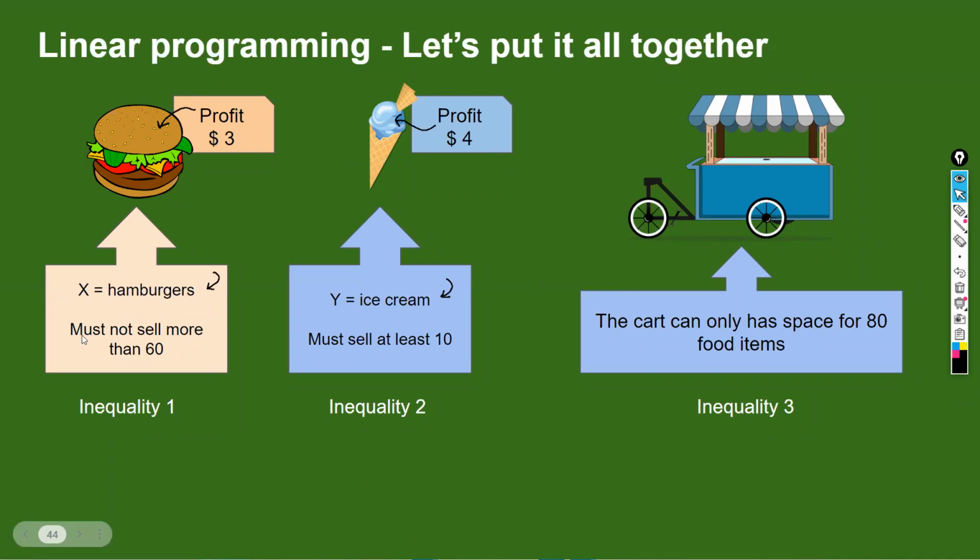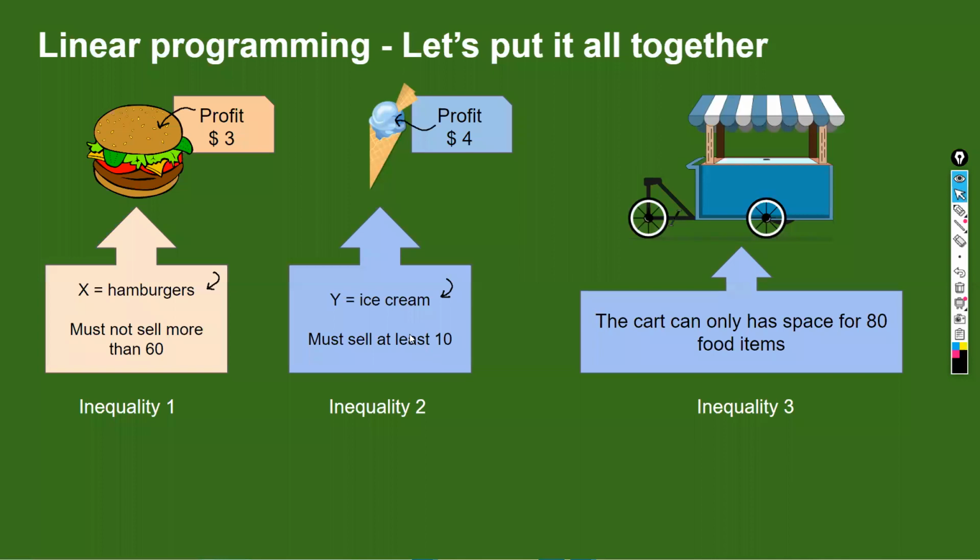For some reason, we must not sell more than 60 hamburgers. And there must be a good reason for this. Maybe our supplier has only 60 hamburgers to give us, or maybe the cooler we have assigned to the hamburgers could only hold how much? 60. But the point is, whatever our circumstances are, we realize that we cannot sell more than 60. And for our business to be profitable, we must sell at least 10 a day.